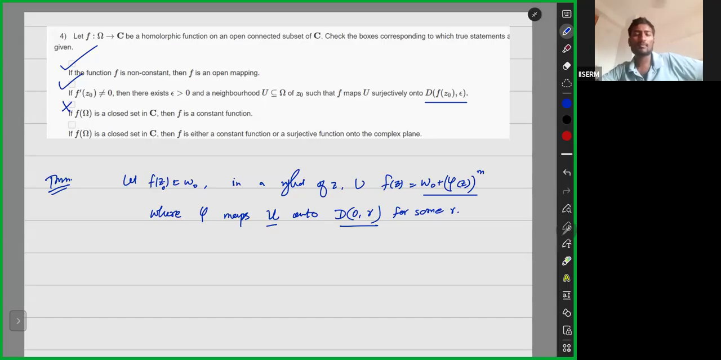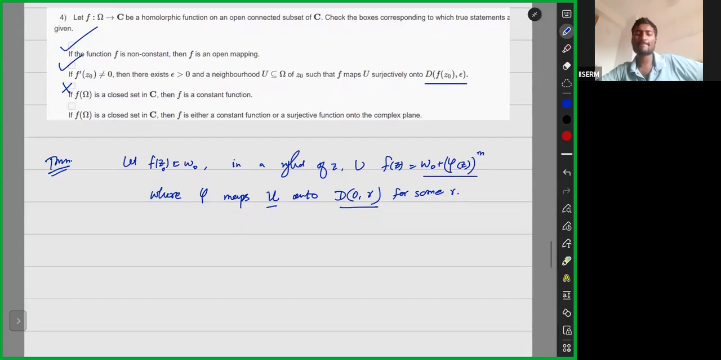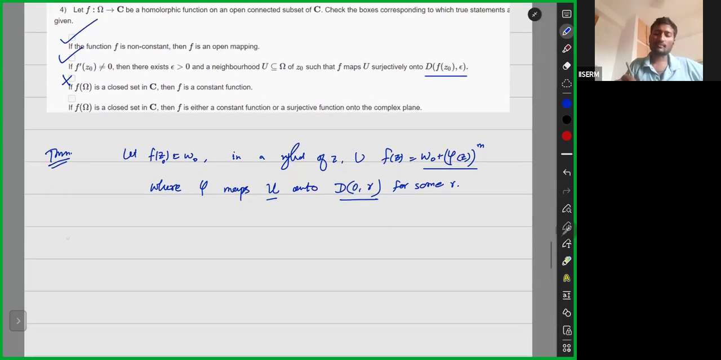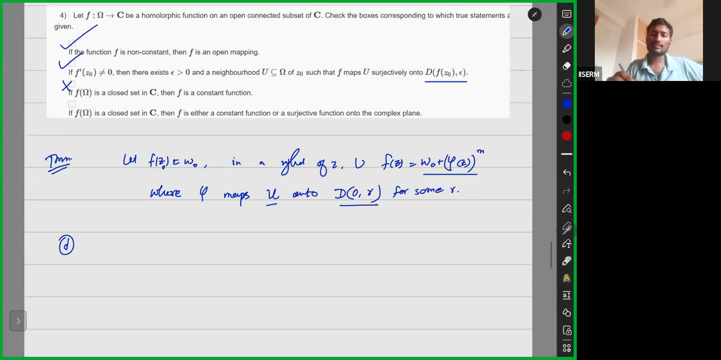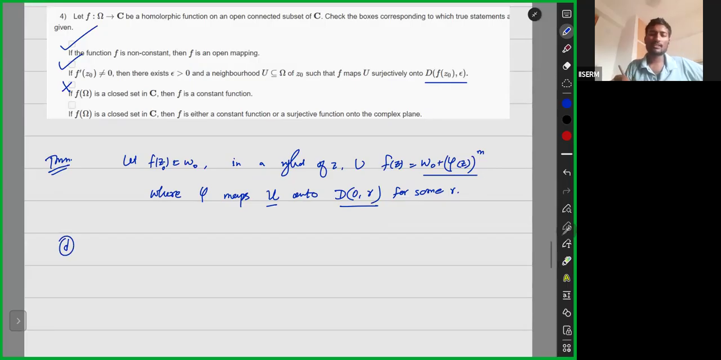The next thing is, if f of omega is closed, then either f is constant or f is a surjective function onto the complex plane. So part D is important, and we are going to solve it. So what are the closed subsets in C? So first of all, what are the sets that are both closed and open?